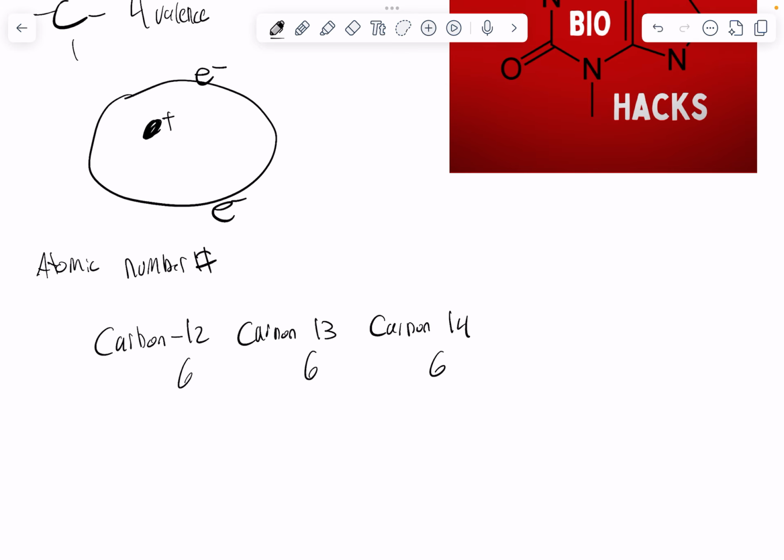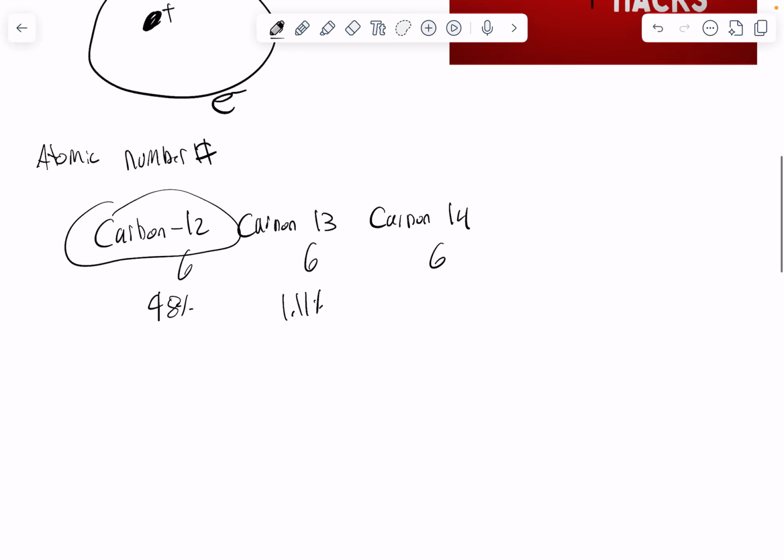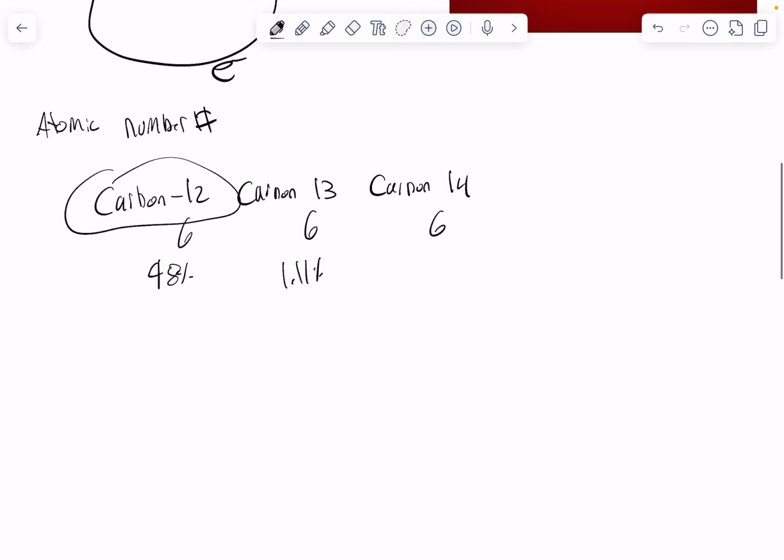So again, isotopes have the same atomic number with a different mass number. And in nature, carbon 12 is very common, about 98%. Carbon 13 is 1.11%, and carbon 14 is a negligible percentage. So most often we see carbon 12, and these are all isotopes, okay? One more thing: the weighted average of all the isotopes is called the atomic weight. The atomic weight of carbon is about 12.011.